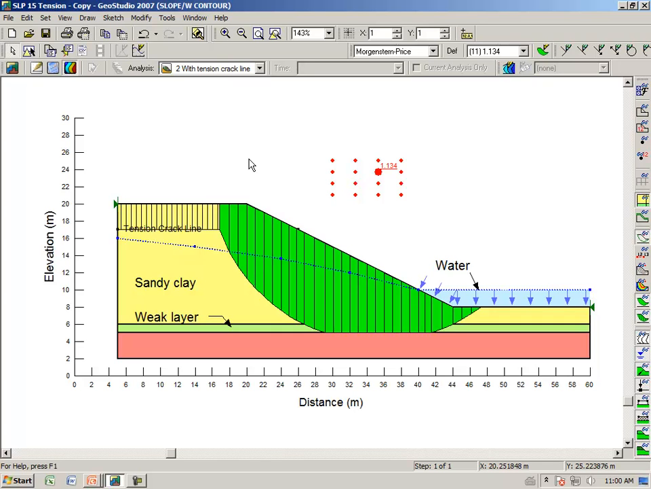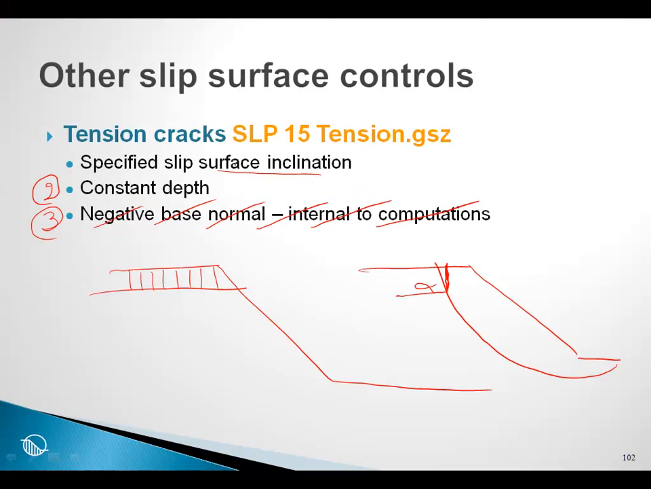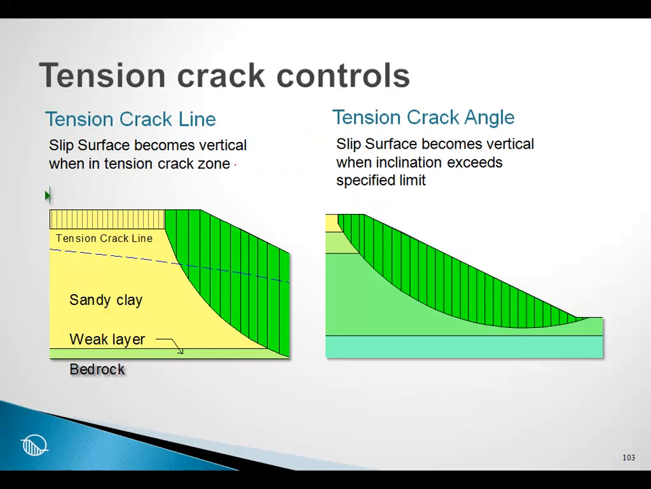That is all I am going to illustrate about tension cracks in this particular problem. Let's go back to the PowerPoint presentation. As we have illustrated here, there are two different methods. This is the tension crack line. Here is an illustration of what it looks like when you specify an inclination angle, and if the slip surface angle gets too steep, then Slope W automatically incorporates a tension crack.